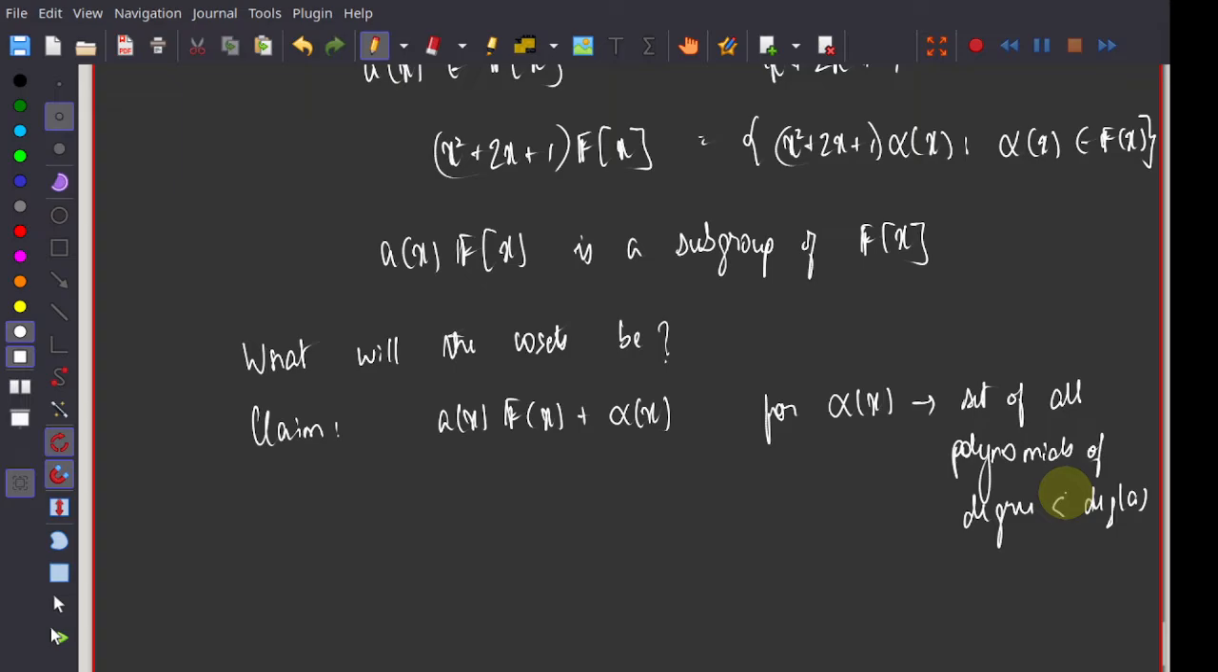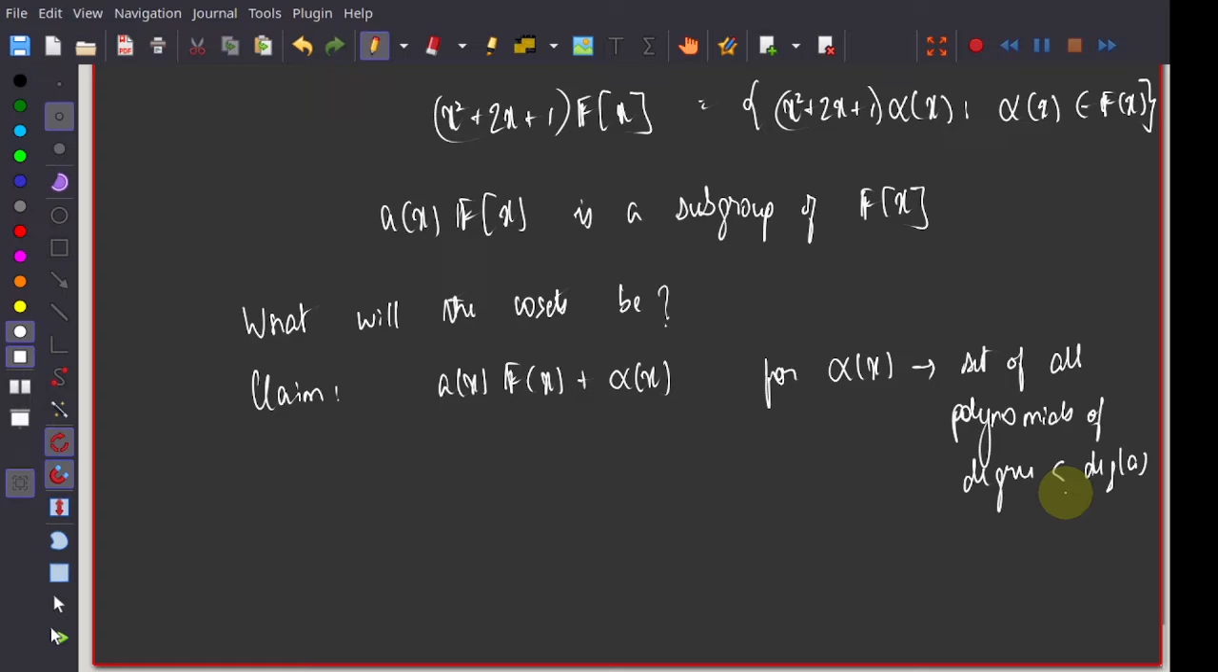Okay, why do you feel this is enough? If alpha of x is x square, what is the problem?